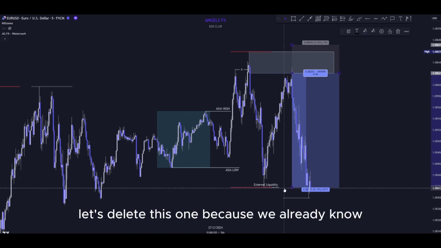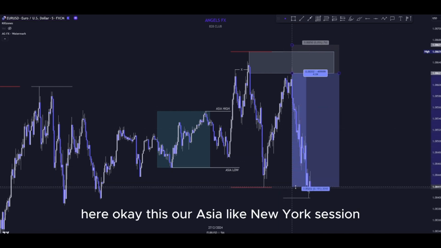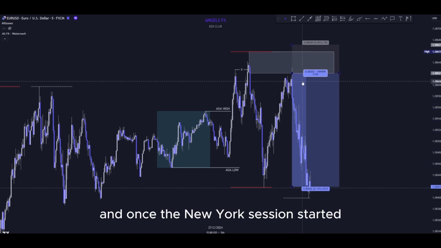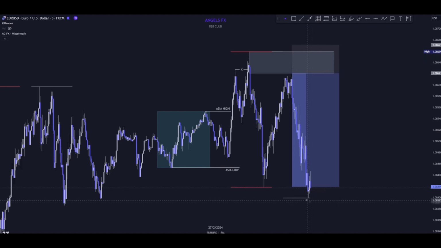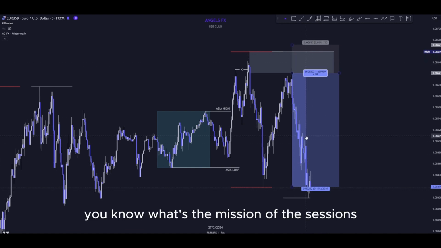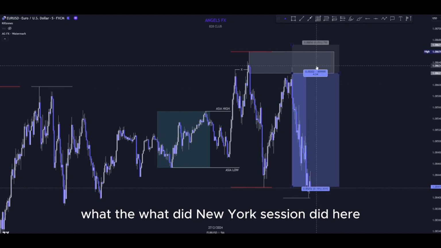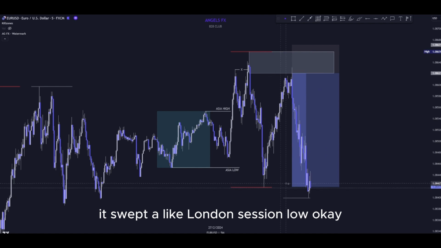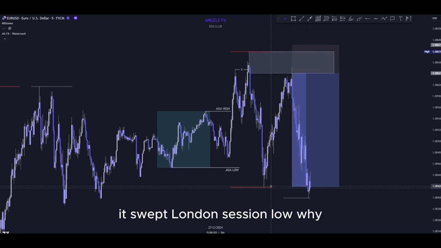Let's delete this one because we already know. Here, okay, this is our New York session, and once the New York session started, you can see we have a beautiful reaction. All these sessions, you know what's the mission of these sessions? To take out liquidity. What did the New York session do here? It swept the London session low.